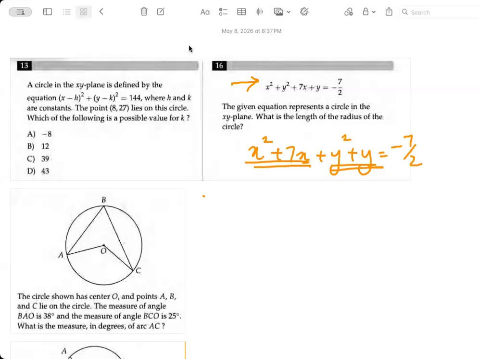Circle has a center O and points A and B that lie on the circle. The measure of angle BAO is 38. The measure of angle BCO is 25. What is the measure of arc AC?